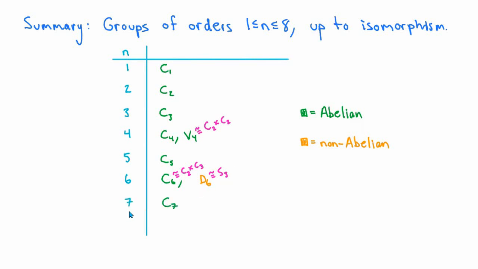Moving on, there's only one group of order 7 up to isomorphism, which is the cyclic group of order 7, but there are 5 different non-isomorphic possibilities for groups of order 8, which are the ones that we've listed here. This is all of the groups of order 8 up to isomorphism, and it gives you some things to compare with as we move forward and talk about different examples in coming videos.